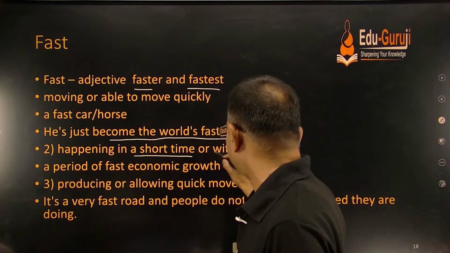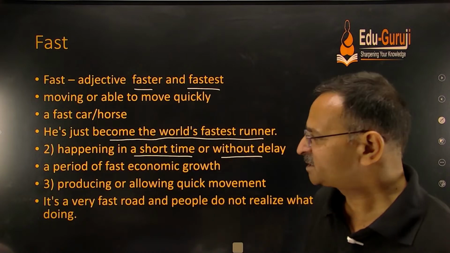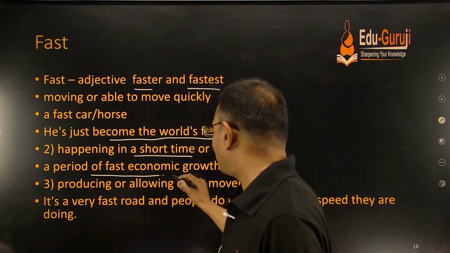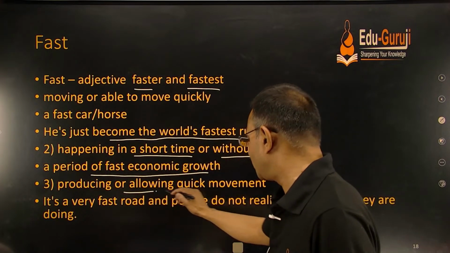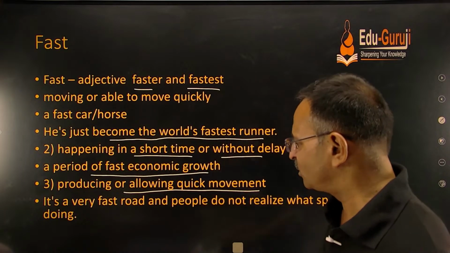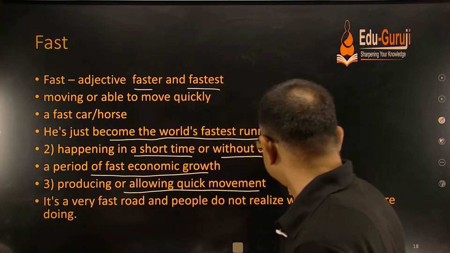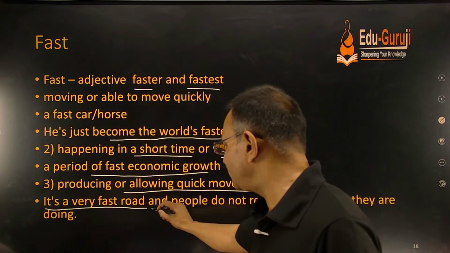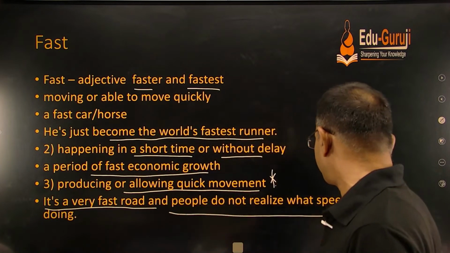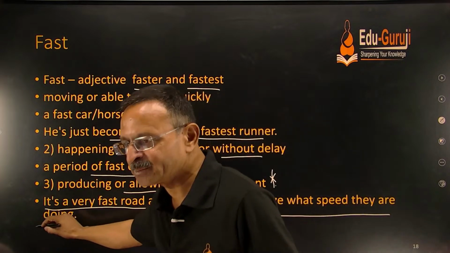Happening in a short time or without delay. This is again the second meaning. A period of fast economic growth. This is the example. Producing or allowing quick movement, that is also there, right? So this is again a very important meaning over here. It's a very fast road and people do not realize what speed they are doing.